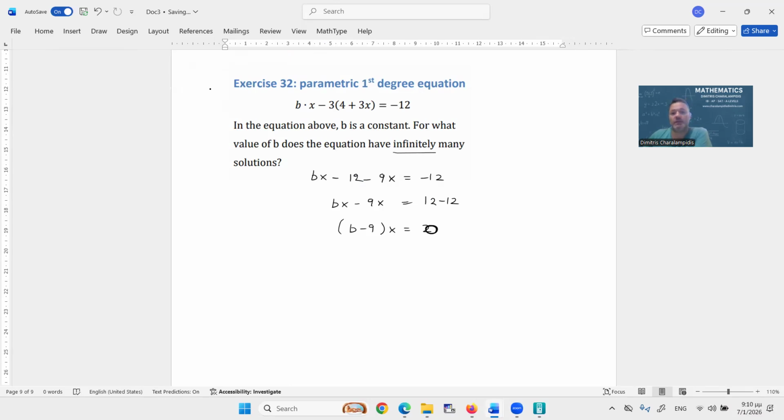We know that this infinitely many solutions only leads to 0x equals 0. We have the 0 on the right side. Now we need to see how we can create a 0 on the left side as well. b minus 9 should be 0, which means that b should be equal to 9. So that's the value of b, so that this parametric equation of first degree has infinitely many solutions.